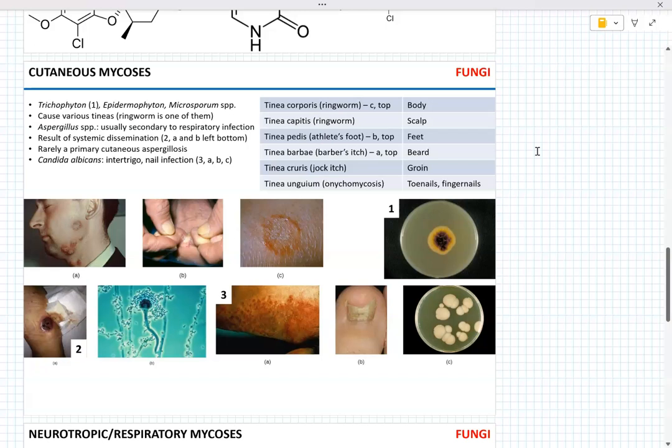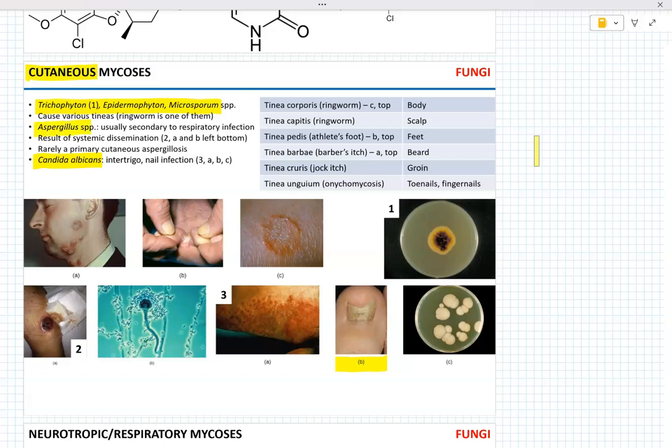So we're going to start with cutaneous mycosis. Here's what you need to know. There are 3 most common genera that cause a variety of fungal infections on the skin, right? Then there's Candida, the yeast, that can cause fungal infections of the nails and various mucous membranes. We're going to spend some time and talk about this.